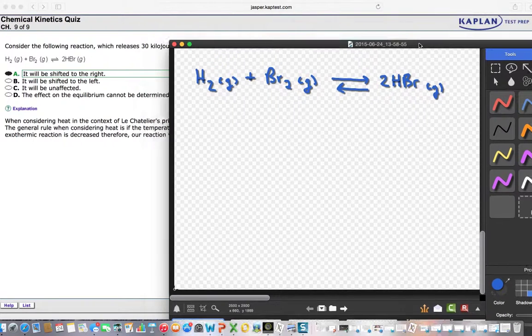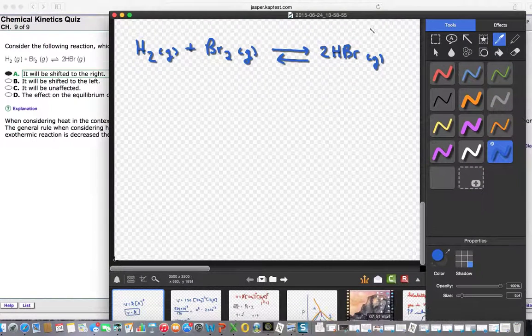And I am told that the heat is released. So heat is a product. If I decrease the temperature, I decrease the concentration of heat. That's what I did. How do I fix that? I want to increase heat. Well, how do I do that? I favor the side where heat is present. So in this case, I will shift to the right.